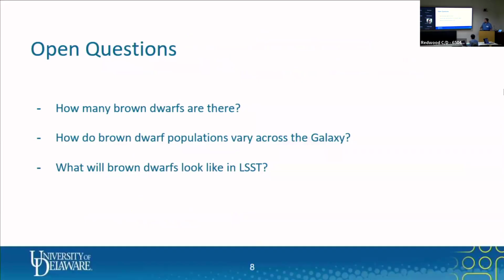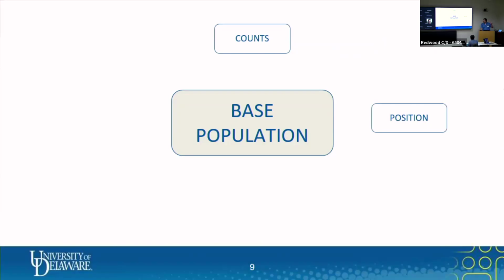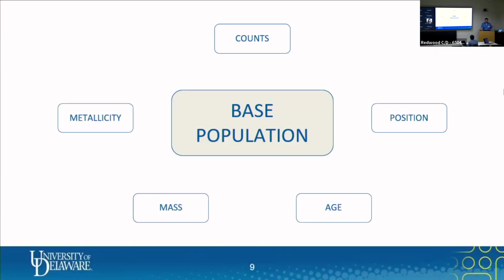So back to these open questions. How am I going to try and answer those? The way I'm going to do it is I'm going to use a synthetic population. I'm going to simulate a population of brown dwarfs around the sun. And to start, I use a base population. The base population to me has 5 components. It has counts: how many brown dwarfs are there? Position: where are they? Ages, masses, and metallicities are some basic parameters.